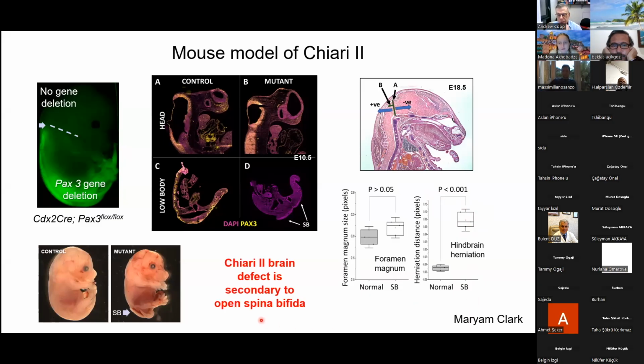So this experiment shows us for the first time in an experimental way that Chiari2 brain defect is truly secondary to an open spina bifida, because it can happen in a wild type head when it has spina bifida lower down the body.